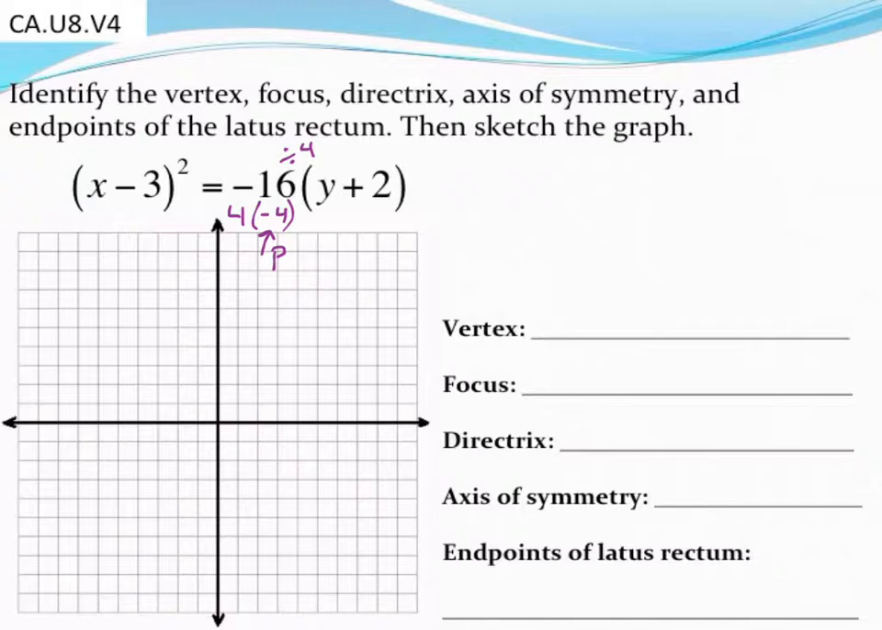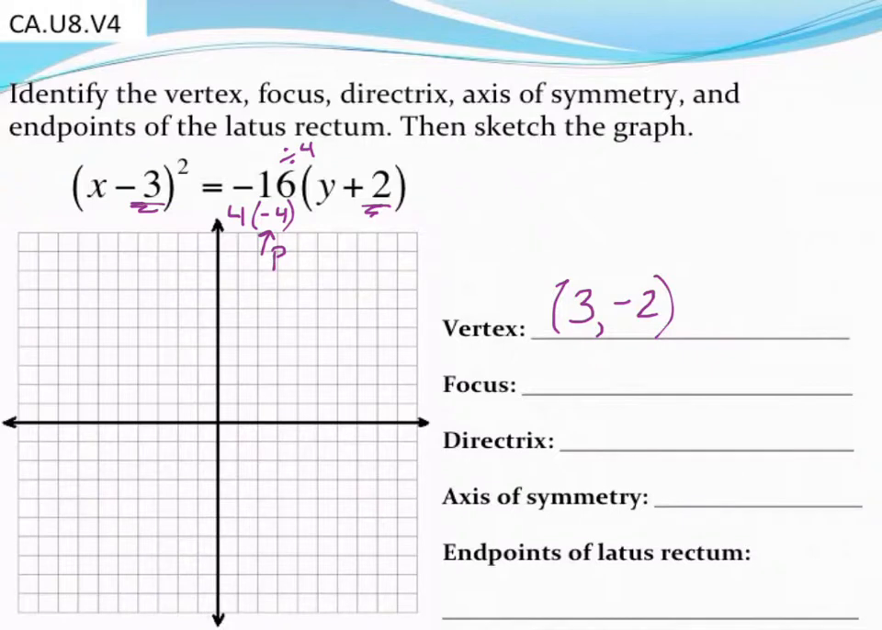So the vertex, kind of like the center of the circle, is made up of your h and k values. Just be careful because sometimes y is going to be on this side of the equation. So make sure x is always first, whatever side it's on, and y is always second. And just like a circle, we want to change the sign of those values. So the vertex of this parabola is going to be at the point (3, -2).